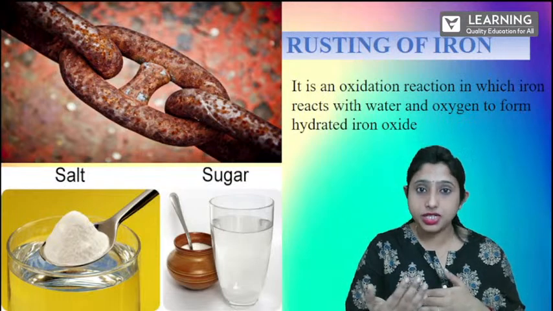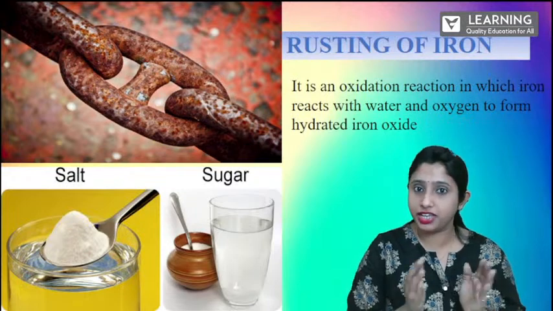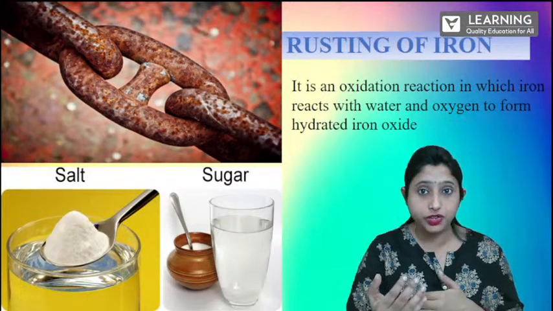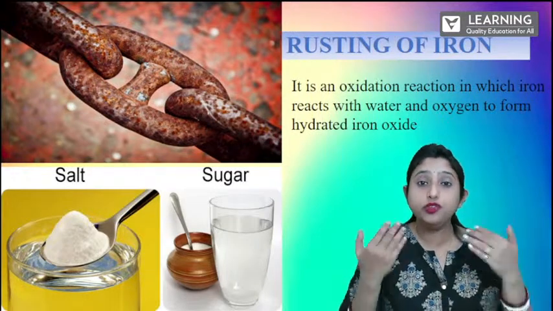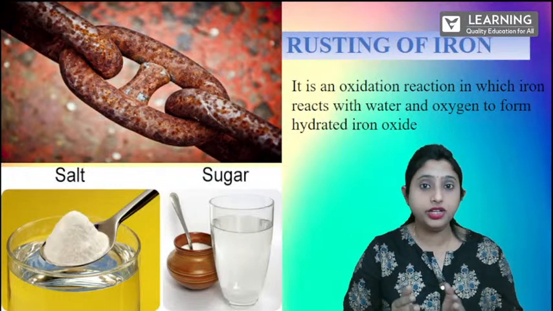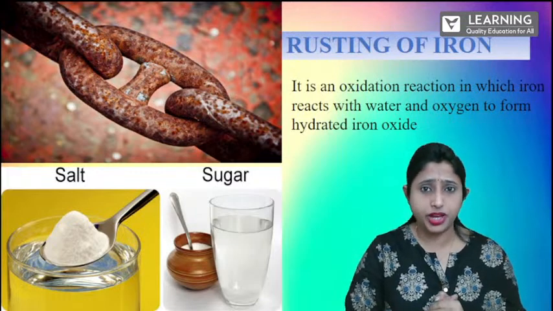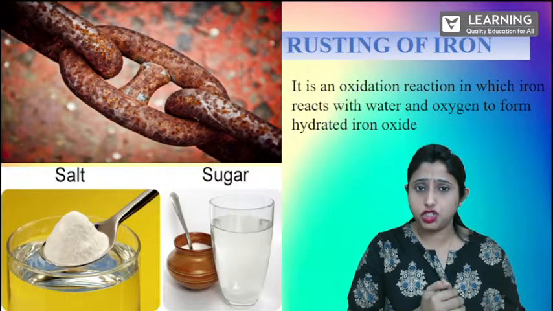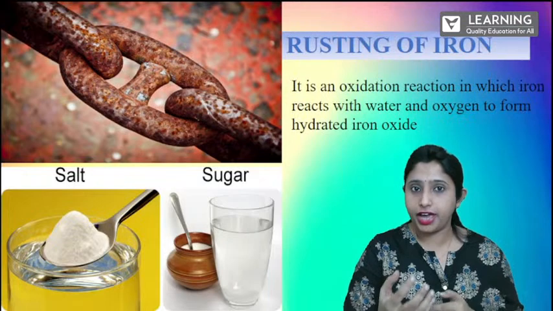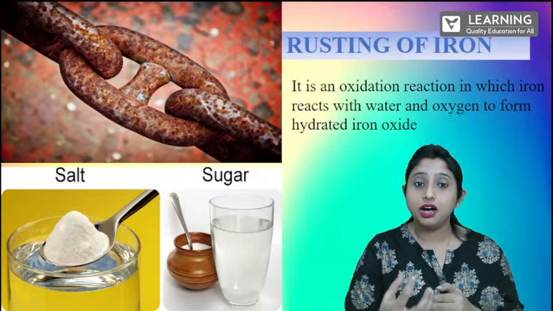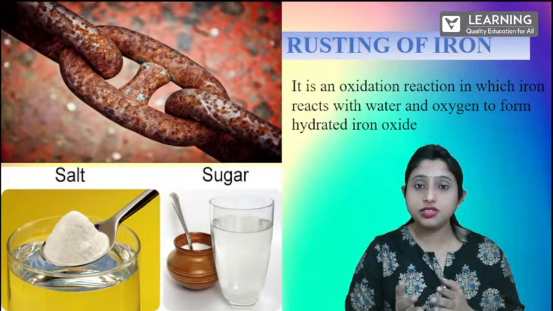Clear? So what is rusting? It is an oxidation reaction, where the iron reacts with water and oxygen and forms hydrated iron oxide. Clear? Now, tell me, what is an oxidation reaction? What do you mean by oxidation? In oxidation, there is loss of electrons, right? So this process is an oxidation reaction, and this is a chemical change. Clear? So this is a chemical change.